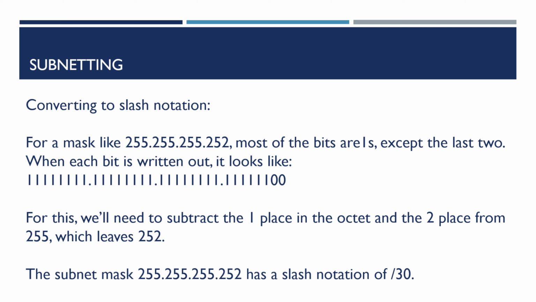255.255.255.252. This is a super common subnet mask to see on a wide area network or a public space. An internet service provider is likely going to hand you a /30 block if you have a static IP address with them.